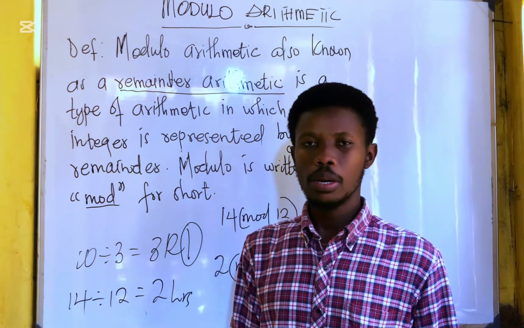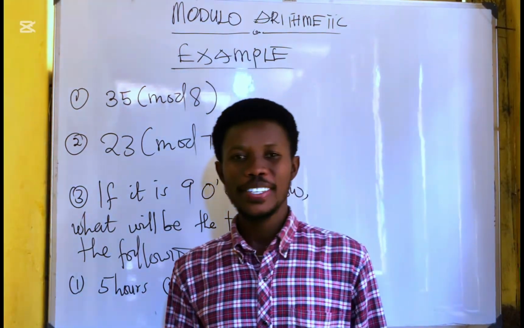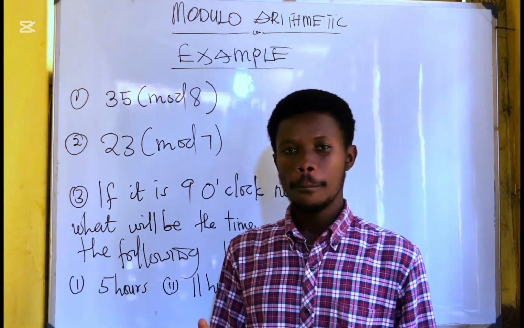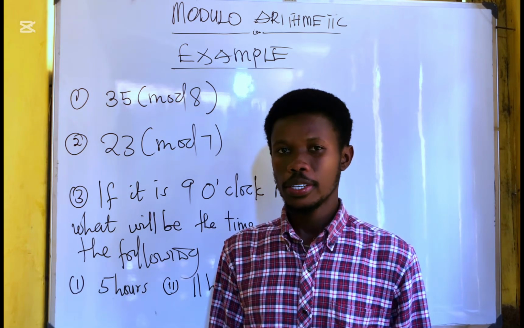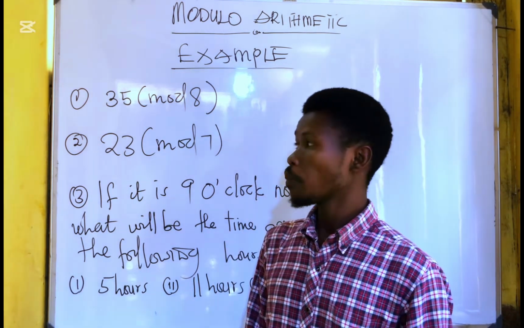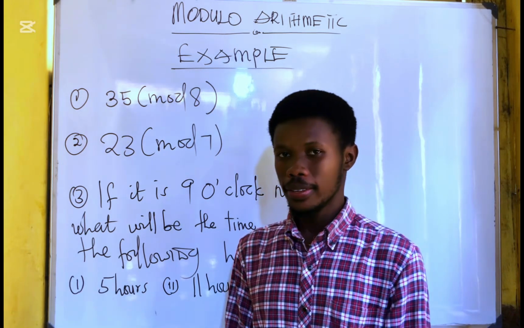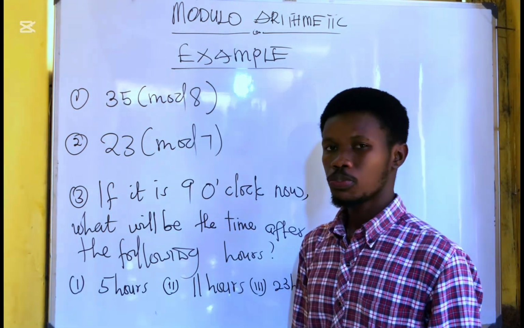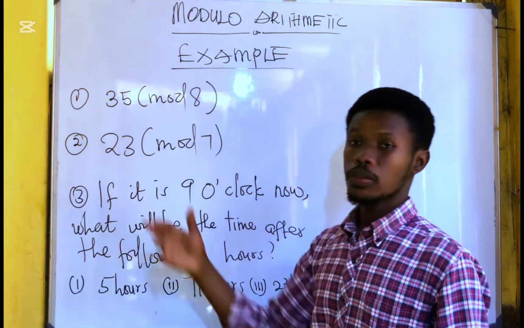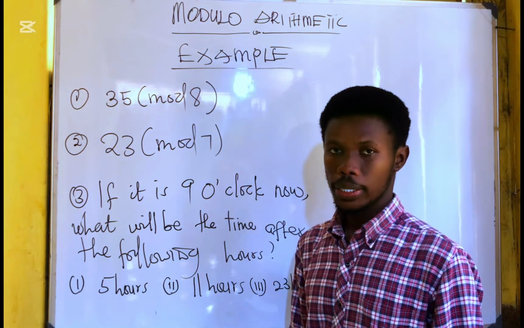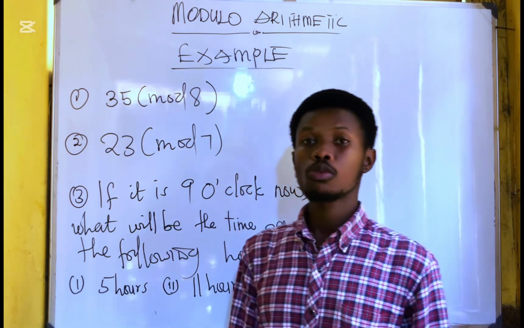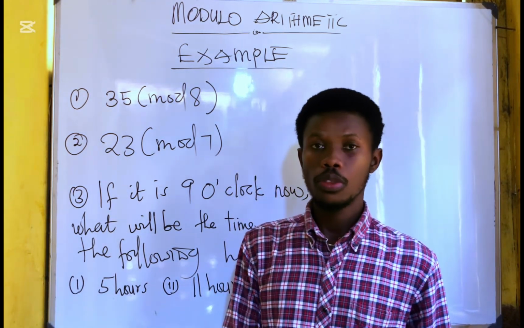Good. Now, let's look at examples of modulo arithmetic. Yeah, so now let's look at these examples. We have already established the fact that with modulo, we are interested in the remainder. Is that okay? So the first example is 35 mod 8. What are you going to do to get that? It means that 8 can go into 35 how many times, and what will be the remainder? Is that okay? So if you find it difficult to do that, then what you need to do is keep on subtracting the 8 from 35.